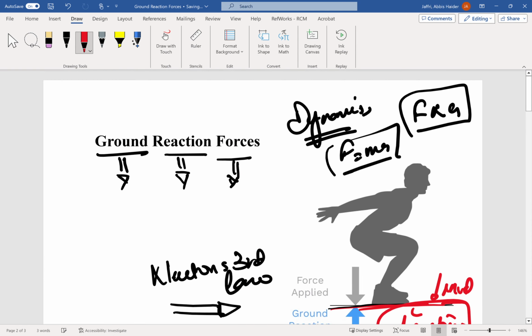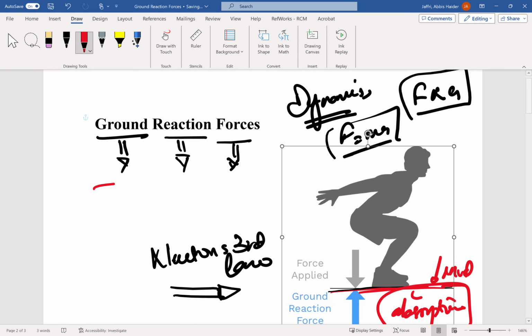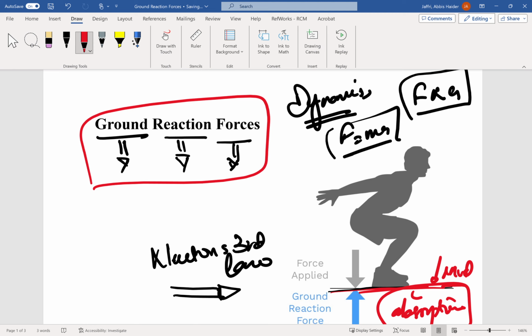So this is the basic principle of ground reaction forces. When we talk about ground reaction forces, one thing I would like to mention here is that we are talking about vertical ground reaction forces for the simplicity here, but there are anteroposterior ground reaction forces and there are mediolateral ground reaction forces. They are not as commonly studied as the vertical ground reaction force. That's why I would stick to the vertical ground reaction force for our content here.